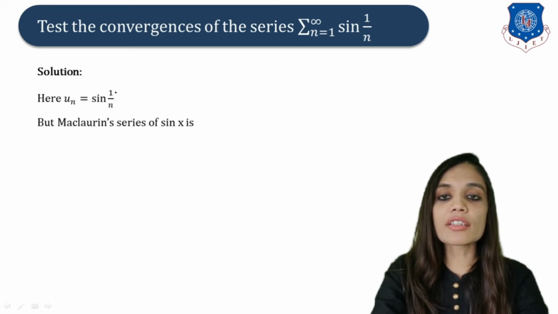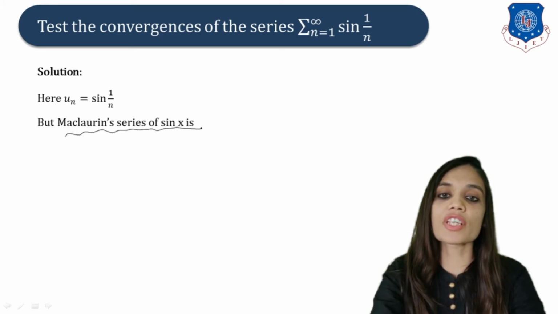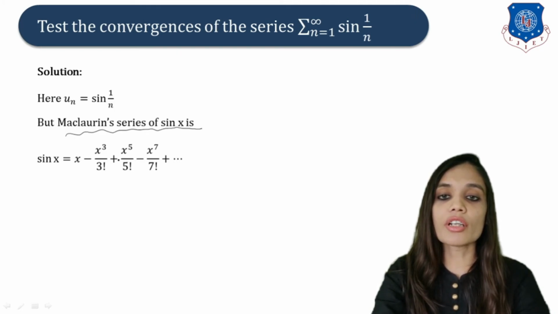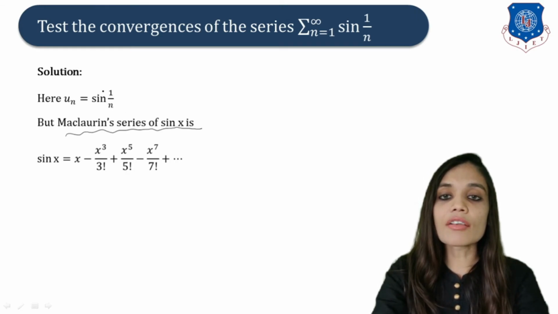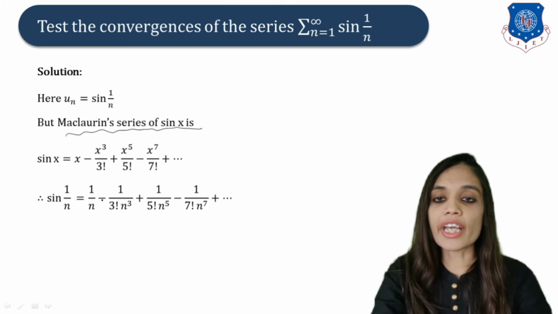Now in order to check the convergence of this series, we will use the Maclaurin series of sin x, which is given by sin x is equal to x minus x cube upon 3 factorial plus x raised to 5 upon 5 factorial and so on. So the series expansion of sine 1 upon n will be, replace x by 1 upon n, 1 upon n minus 1 upon 3 factorial into n cube plus and so on.